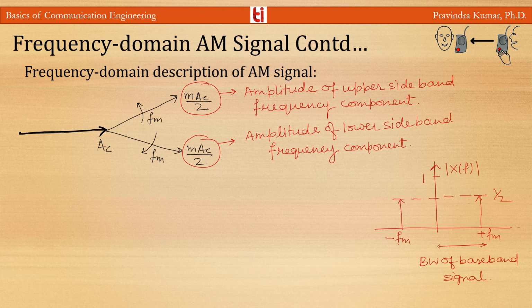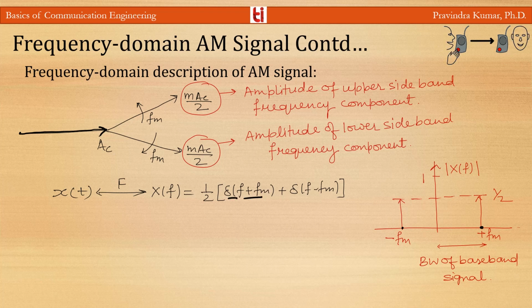Let the signal x(t) have the amplitude spectrum as in the figure. This is −fm and +fm, and this is the amplitude spectrum of this x(t) signal or modulating signal. Taking the Fourier transform, X(f) will be 1/2 [δ(f + fm) + δ(f − fm)]. So we have two impulses at f + fm and f − fm. This is for the upper sideband and this is for the lower sideband.